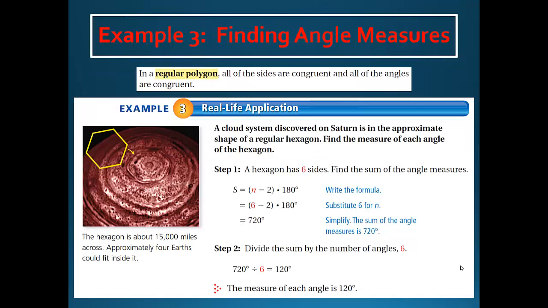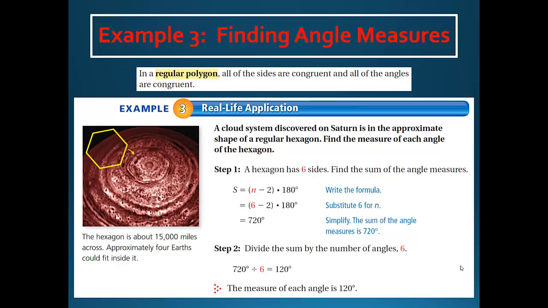Now we're looking at our third example. We're finding angle measures. In a regular polygon, all of the sides are congruent and all of the angles are congruent. So a cloud system discovered on Saturn is in the approximate shape of a regular hexagon. Find the measure of each angle of the hexagon.